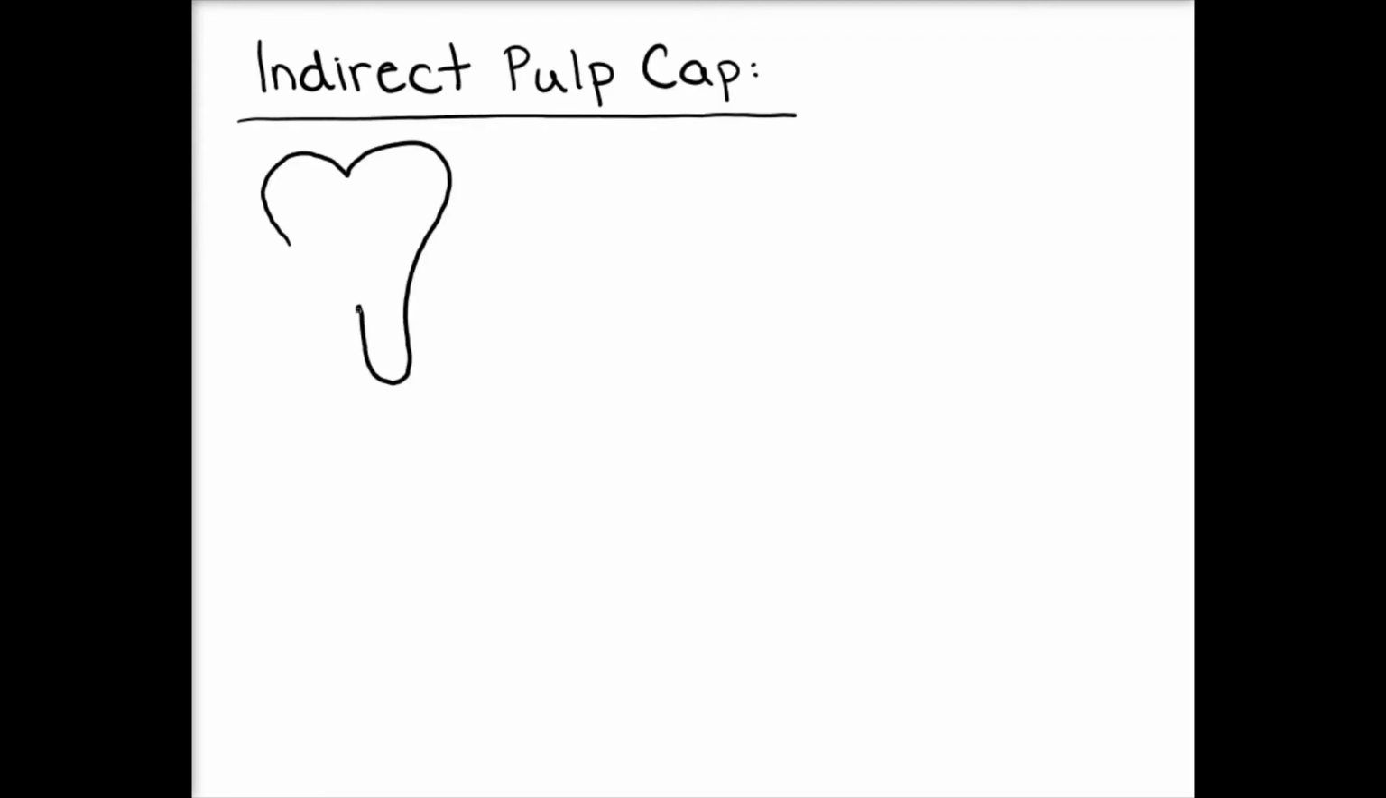Now we'll take a look at 2 forms of pulp capping. First, we have the indirect pulp cap. Here we have a young permanent tooth which is vital and has deep caries that extends past the dentin and into the pulp. I'll draw the dentin surrounding the pulpal tissue here, and then I'll indicate the extent of the decay in black.